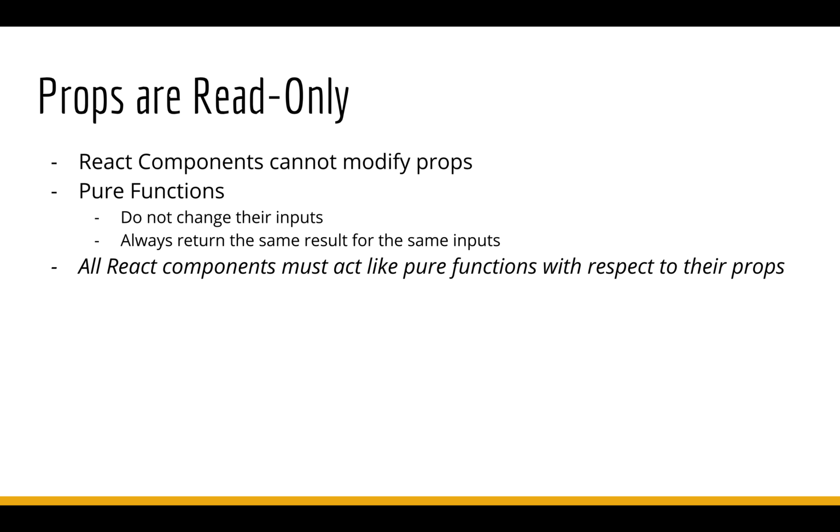And React expects that all React components will act like pure functions with respect to their props. And this is how it's able to do such high performance stuff with the shadow DOM, because it's able to look and say, okay, well, as long as a component's props haven't changed, it should not have re-rendered. And essentially, it won't force it to re-render because it knows that the props haven't changed.